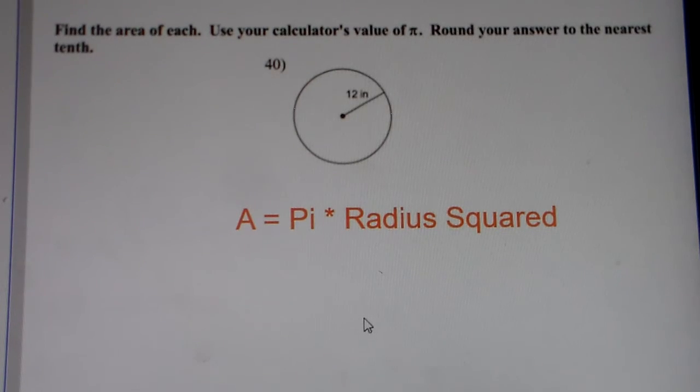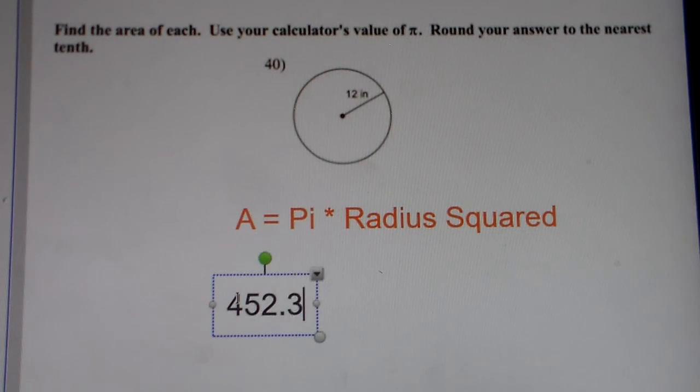All right, find the area of this circle. Pi times radius squared. Well, 12 squared is 144. So 144 times pi. That gets you 452.38. So 452.389, dot, dot, dot. That's the area of this circle.